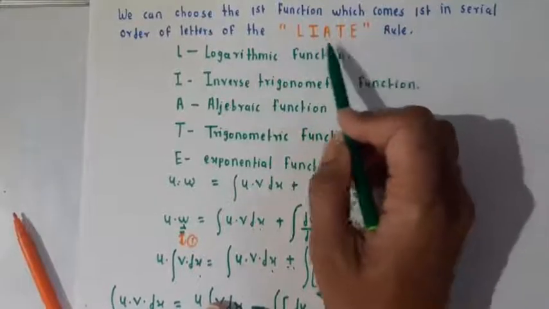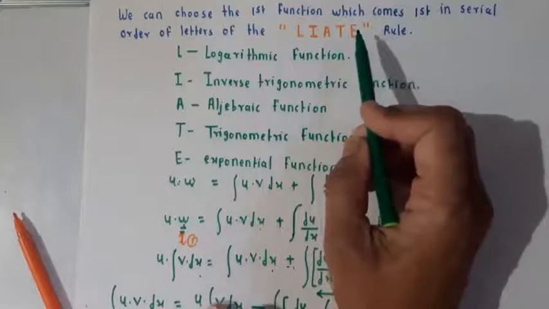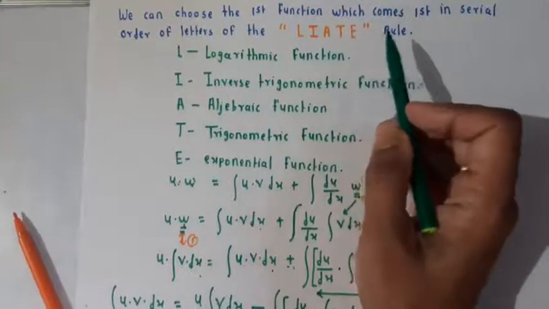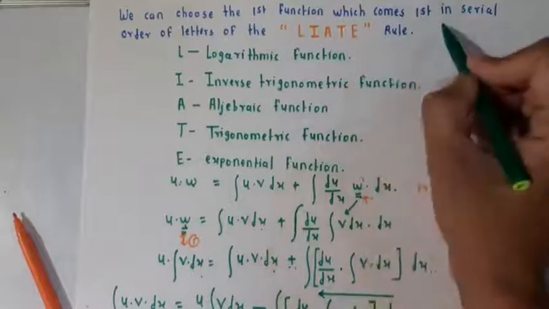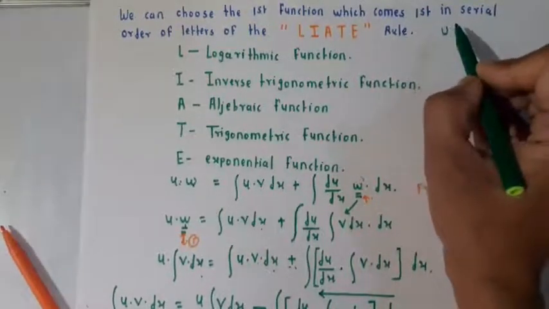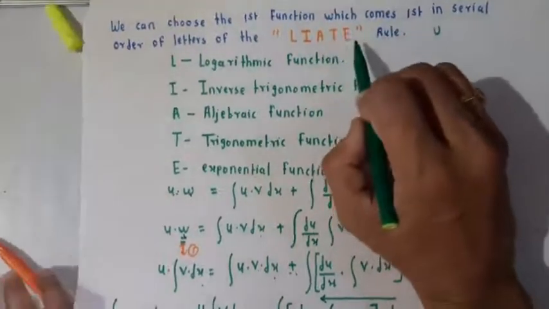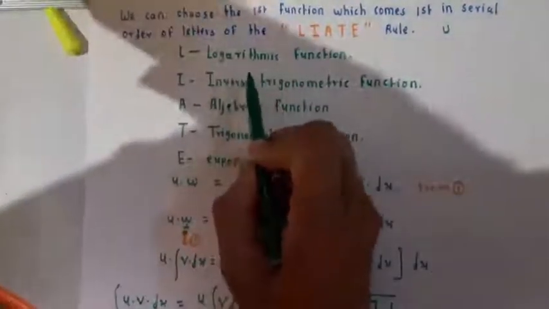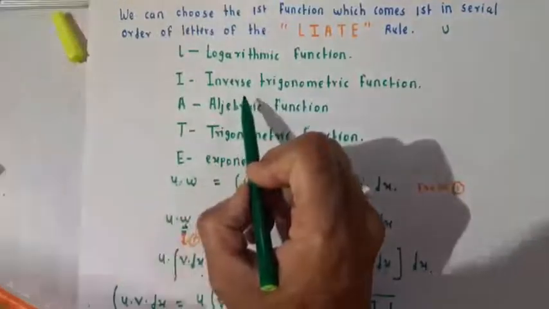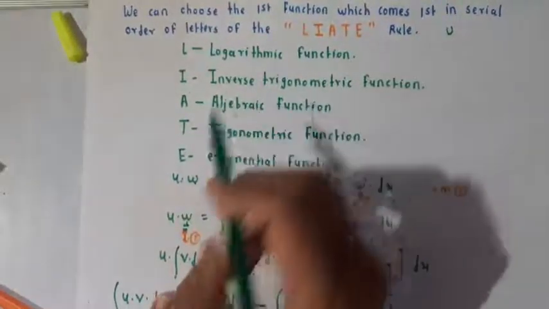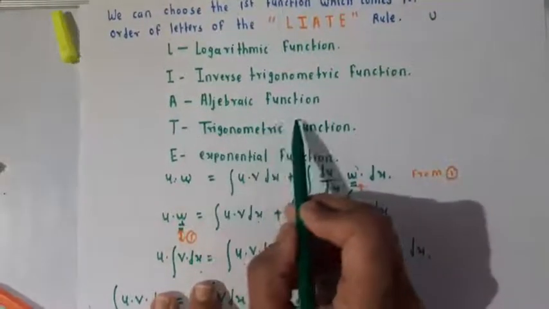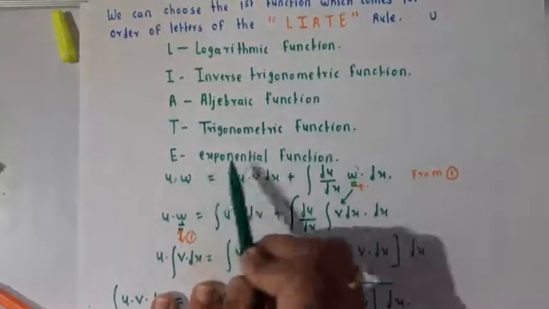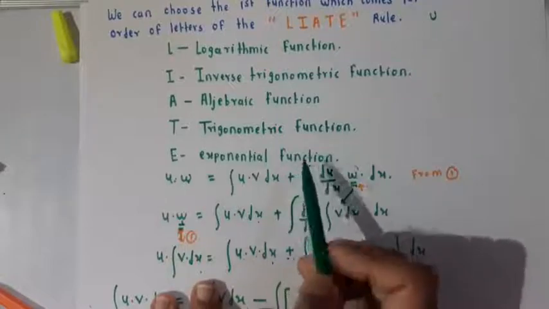By using this rule we can choose the first function, that means the u function we can find out by the LIATE rule, where L is the logarithmic function, I is the inverse trigonometric function, A is the algebraic function, T for trigonometric function, E for exponential function.